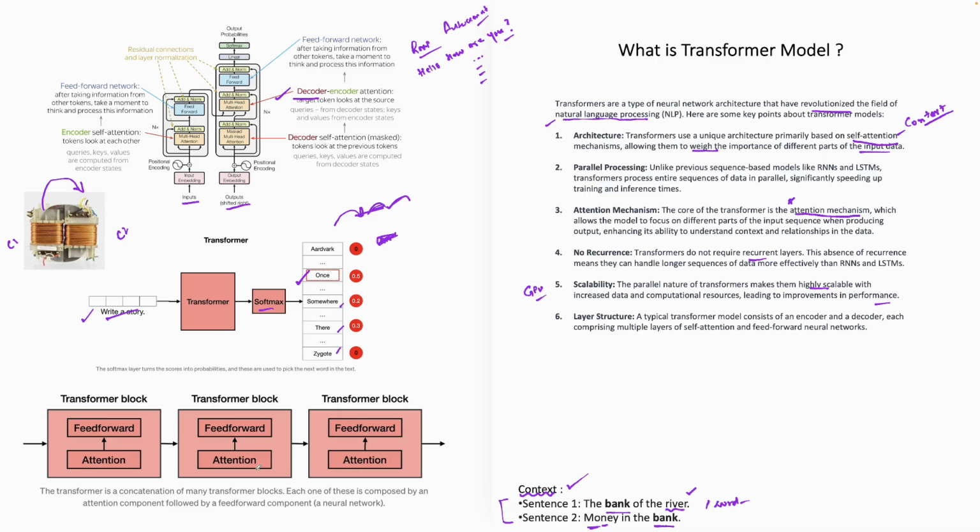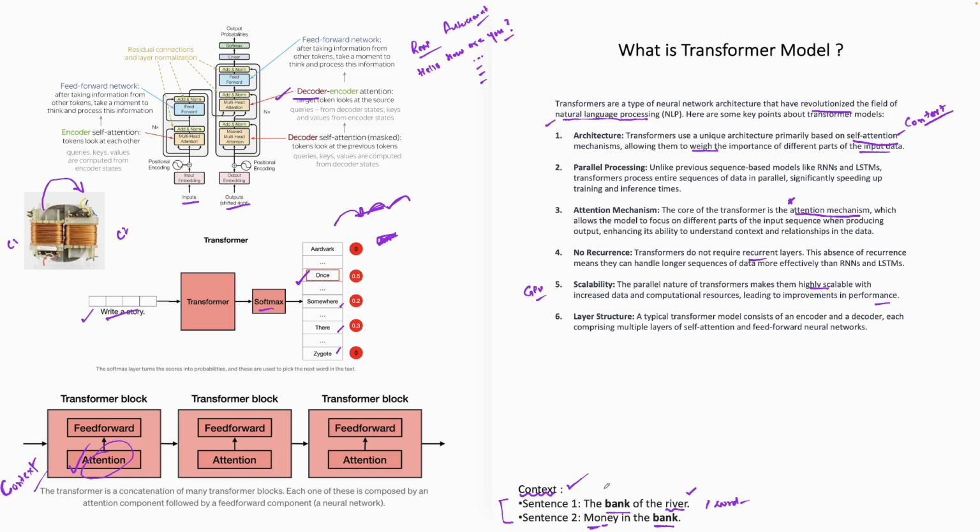And yes, as I said, there is a layered mechanism. What I show here is encoder and decoder, but within each encoder or decoder, there are multiple layers, and these multiple layers are called transformer blocks. And there's a feed forward mechanism. And as I said, attention is very important. Whenever it's fed from one block to another, it knows the context. Like the context we talked about, money in the bank or bank of the river.